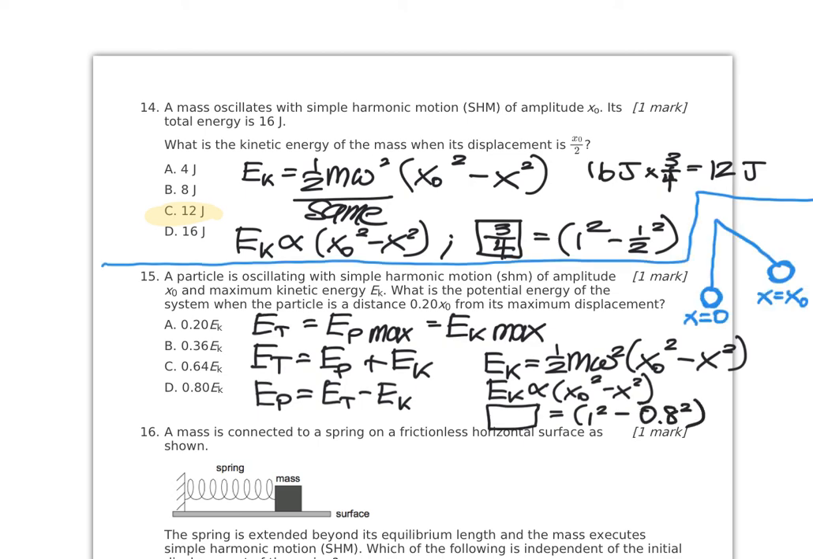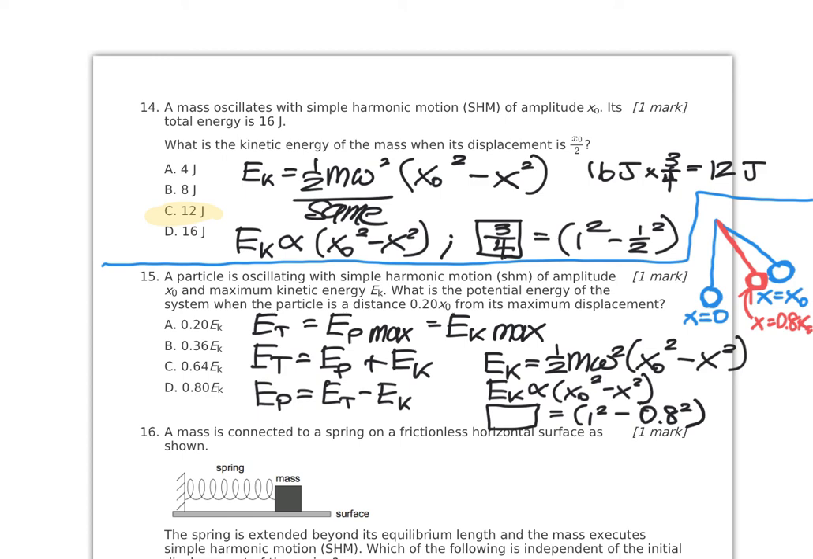Just as a reminder, in terms of the way pendulums or simple harmonic oscillators work, it doesn't matter if it's a spring or a simple pendulum, but I'm going to say simple pendulum. The rest position, the lowest position for a simple pendulum, is the equilibrium position, and we say x is 0 there. We don't say x is 0 up at the highest point, the maximum displacement. That is the amplitude position, where x is equal to x naught. So it is when the particle is 0.2 x naught from its maximum displacement.